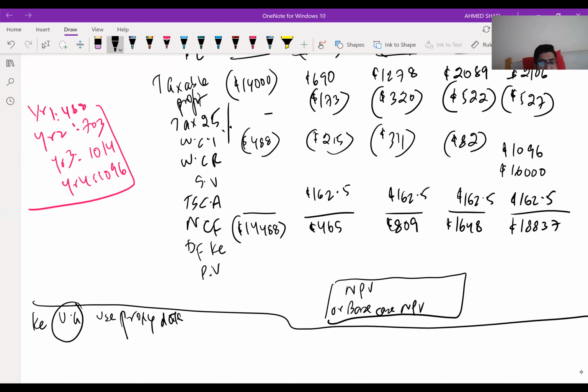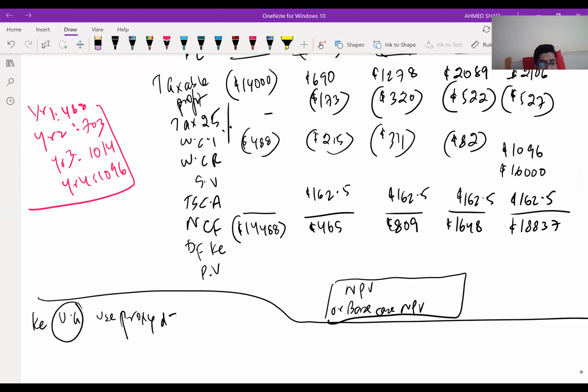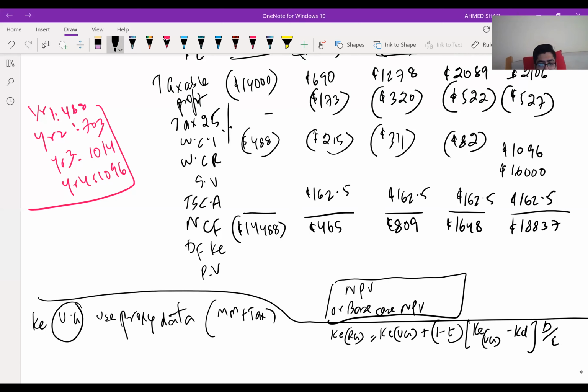But here you can see clearly in the question, there are no betas given. So if no betas are given, we use the MM plus tax model. Write the equation of the MM plus tax model. KE regeared equals KE ungeared plus (1 minus T) times (KE ungeared minus KD) times T over E. Use proxy data to do ungearing. In ungearing, we find KE ungeared. Tax rate is 25%.